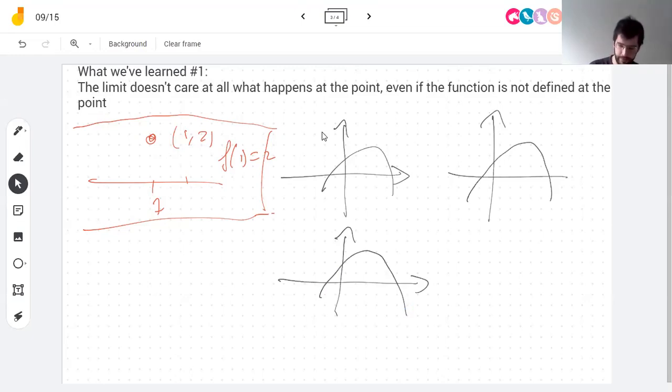So say this is one, these are all supposed to be the same graph, but now this one is going to be not defined. So here, f of 1 does not exist. Here, I'm going to do an open circle. Oh, great. Close the program, open the program, find the slide. So here I'm going to draw an open circle, and maybe I'm going to draw the value here.